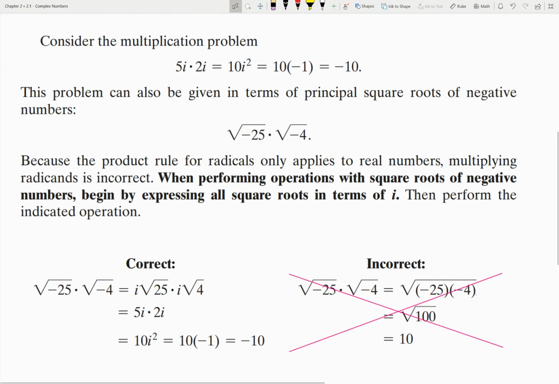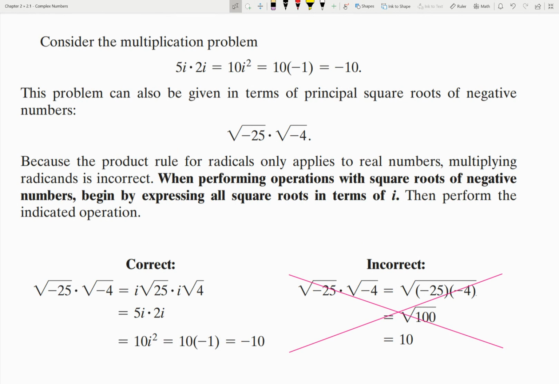Let's look at this. So consider this multiplication problem right here. 5i times 2i. Well, from what we did before, that's 10i squared, which changes to negative 1, which gives me negative 10.